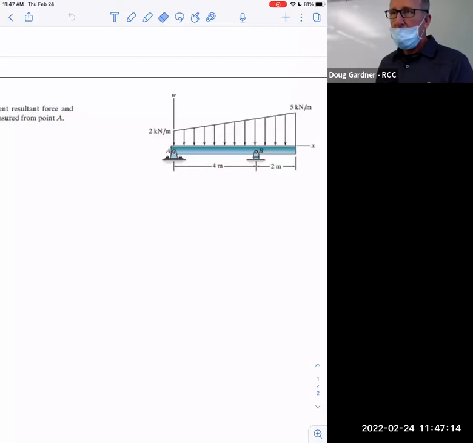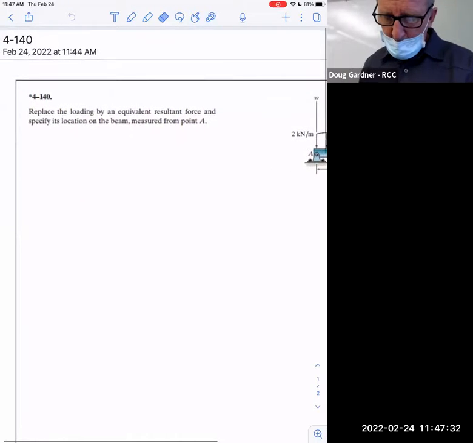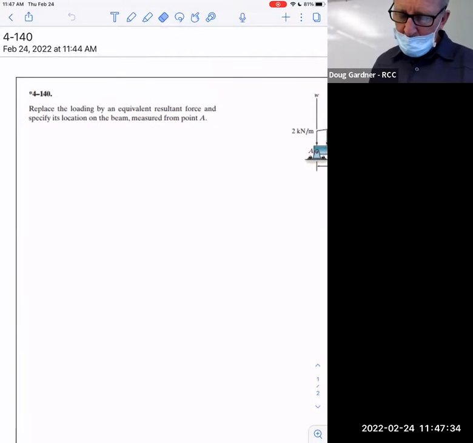Rectangle and triangle. Exactly. So this actually isn't terrible. We probably could make a formula for this, but if we just treat it as a rectangle and a triangle, it's going to be easy. But we're going to get 2 forces. So anyway, I don't even know what it's asking. Replace the loading by an equivalent resultant force and locate it.